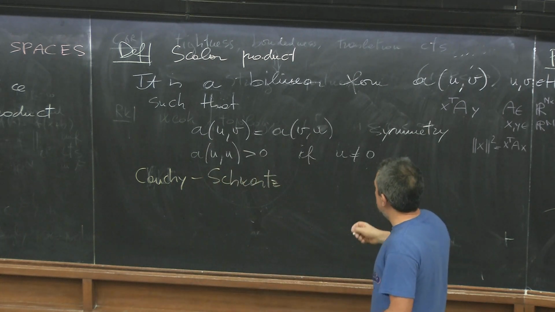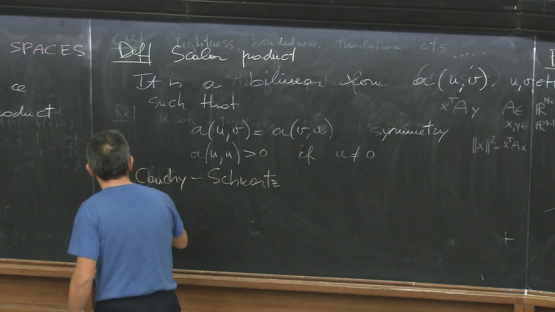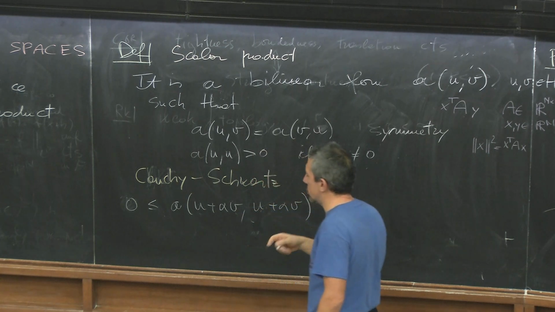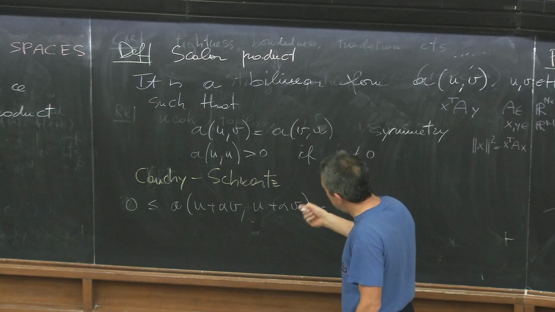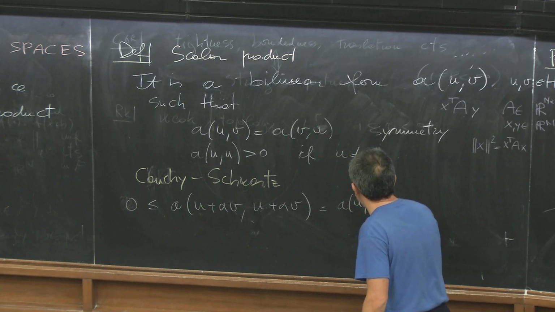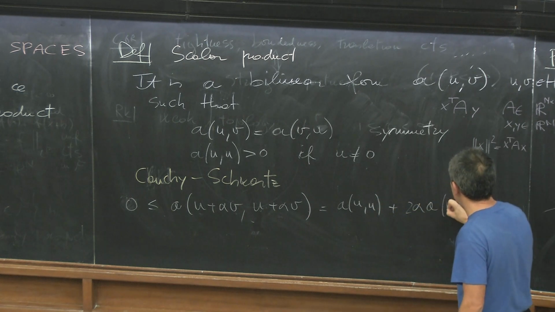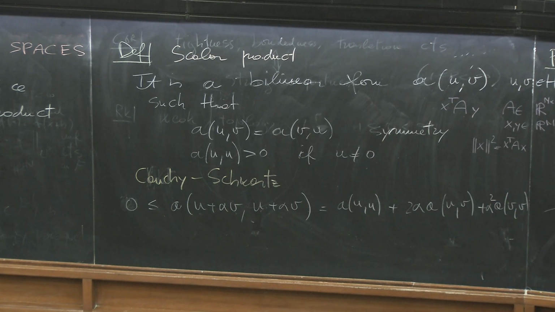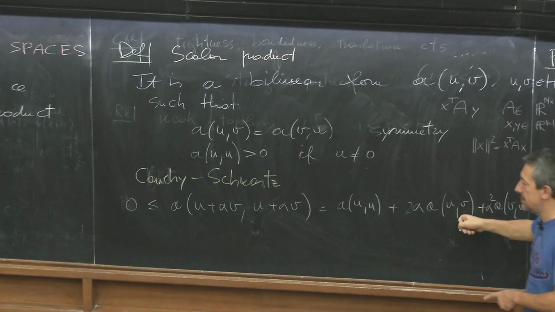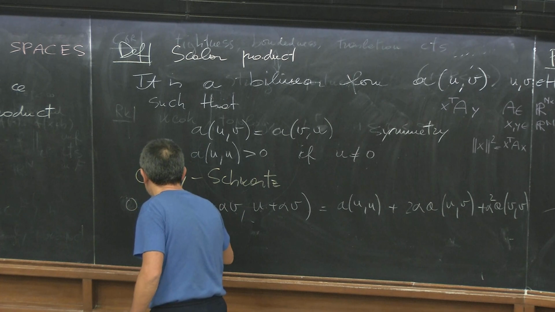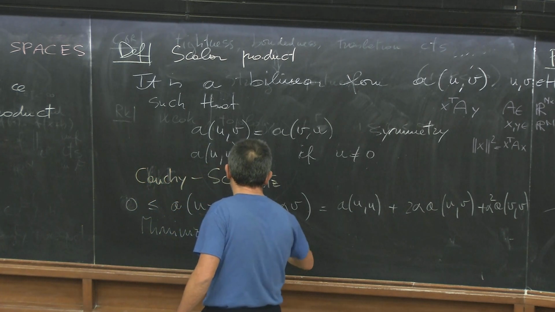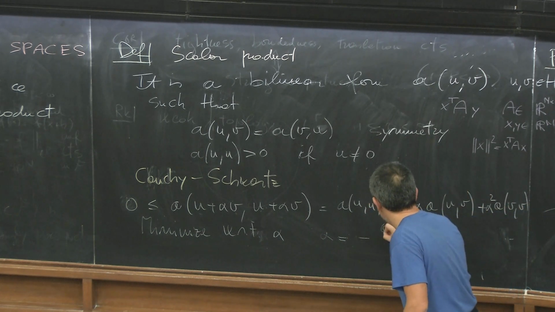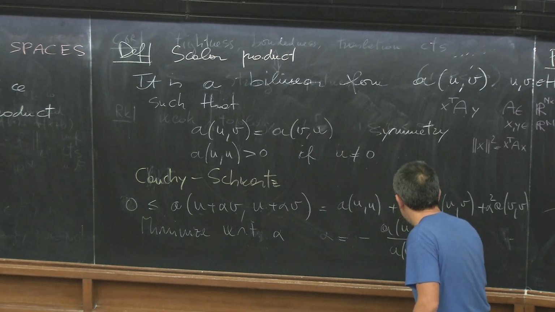So let's take this. 0 is less or equal than A(u plus alpha v, u plus alpha v), because I use positivity. Now, bilinearity: it is like a quadratic form. So it's A(u,u) plus 2 alpha A(u,v) plus alpha squared A(v,v). I use the linearity and the symmetry here. Now you minimize with respect to alpha. Well, you discover that the value is alpha equal to minus A(u,v) divided by A(v,v).